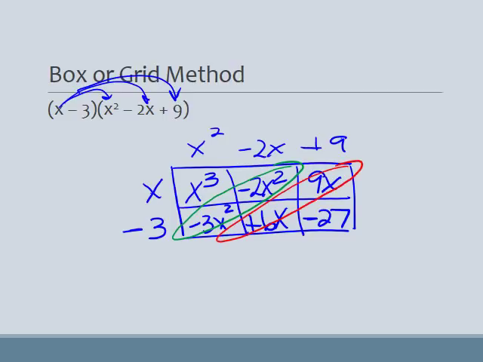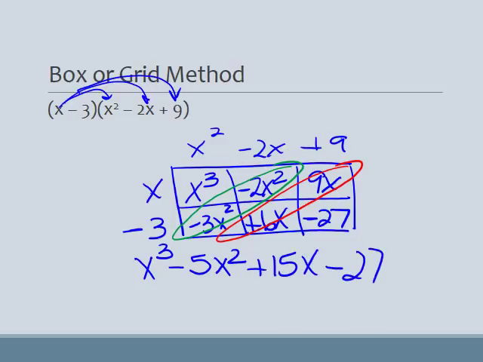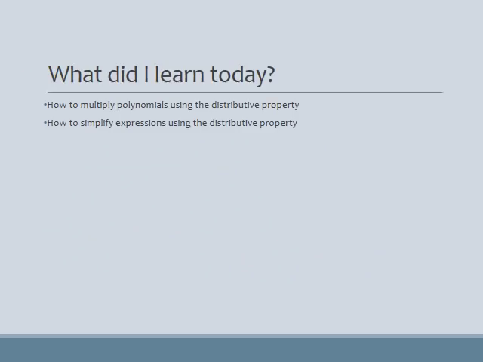Okay, so now your final answer is x cubed. Negative 2 and negative 3 is negative 5x squared. 9 and 6 is 15x, and then minus 27. So we did a lot of multiplying today, just distributing using the box method and double D, or distributing twice.